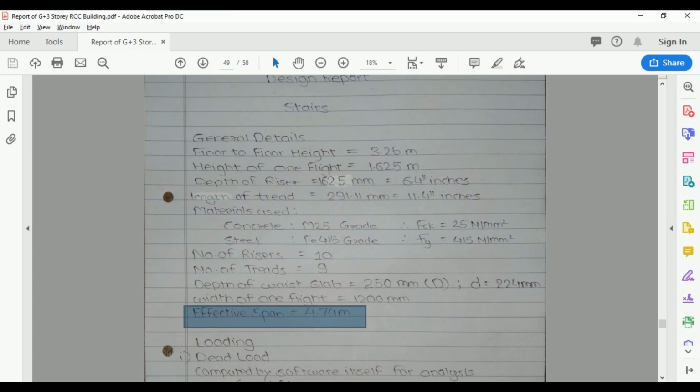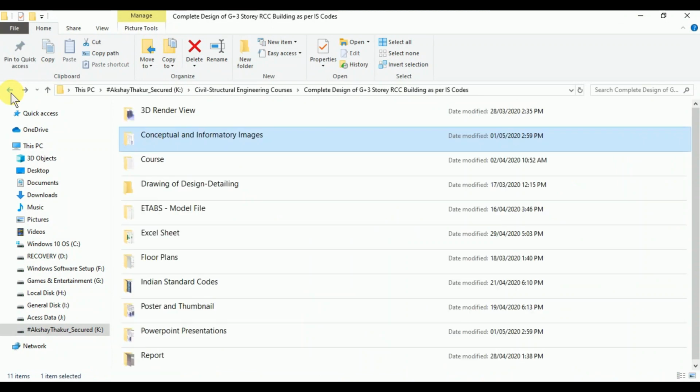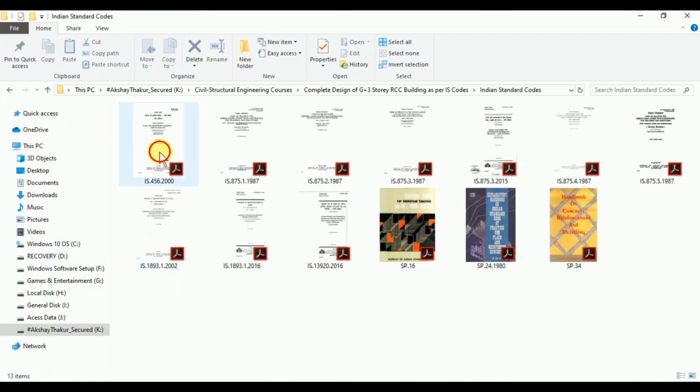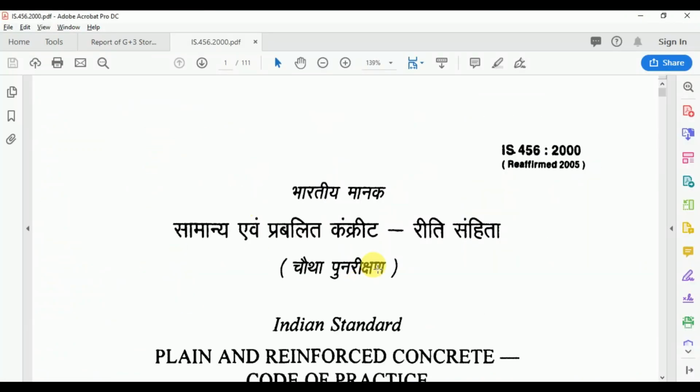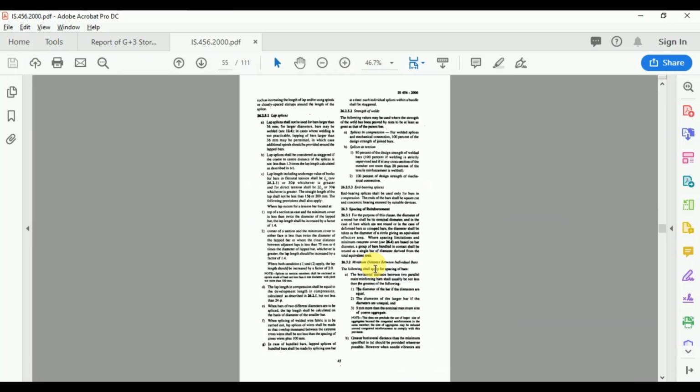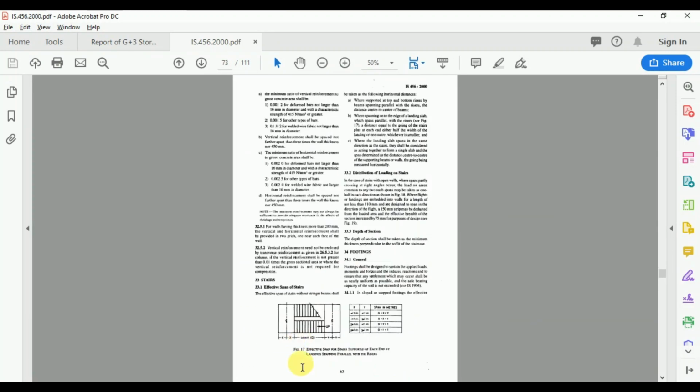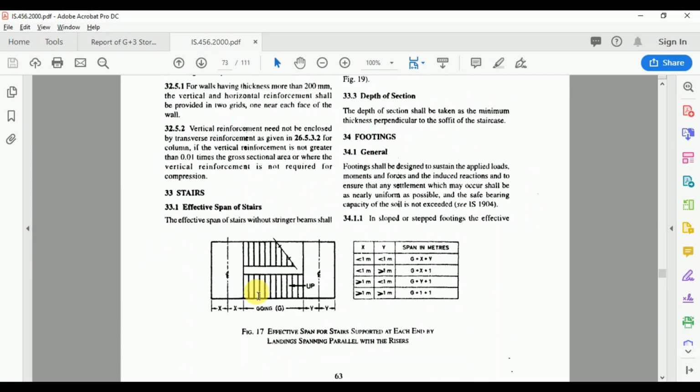Here we require IS 456-2000. On page number 63, we have the codal provisions for the stairs. Clause 33.1 states the effective span of the stairs. Here we have the typical diagram and the respective effective spans in the table. We require the X and Y distances, where X and Y are the lengths of the landing that contribute to the span.